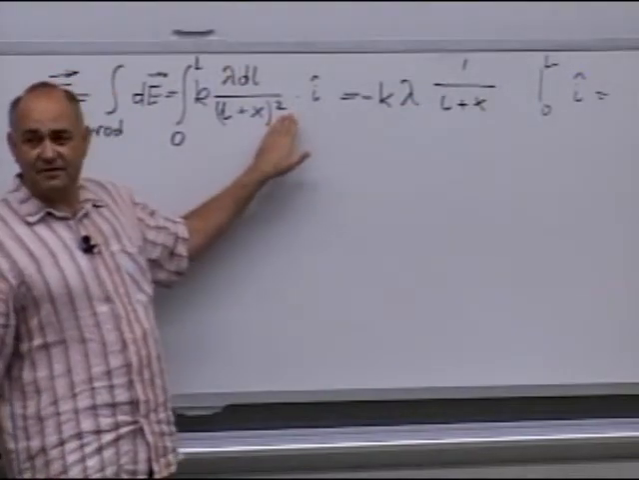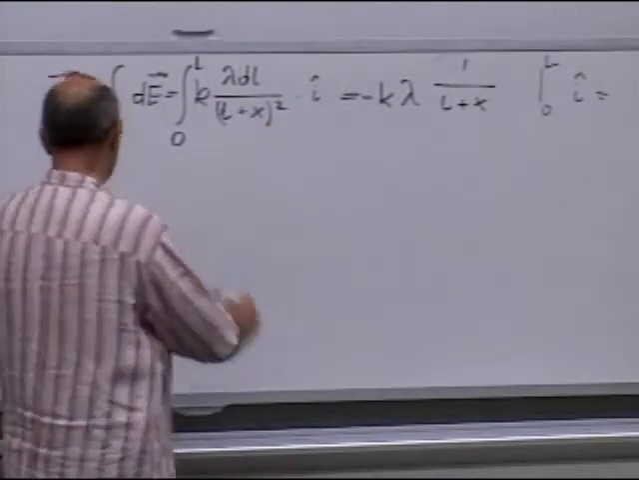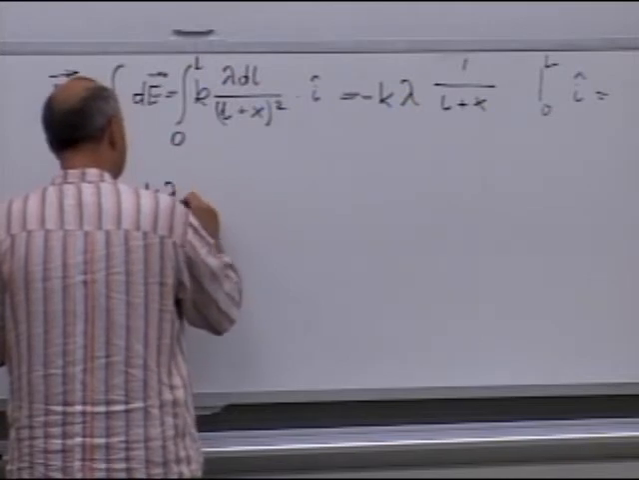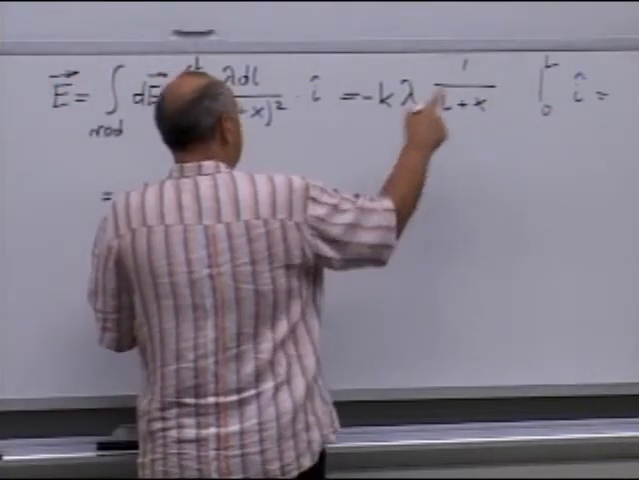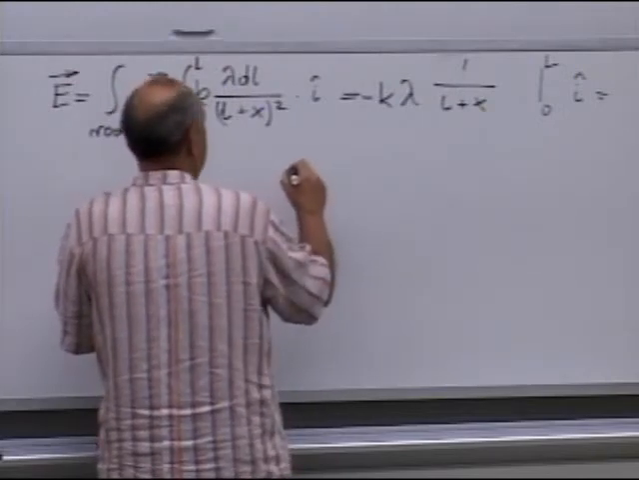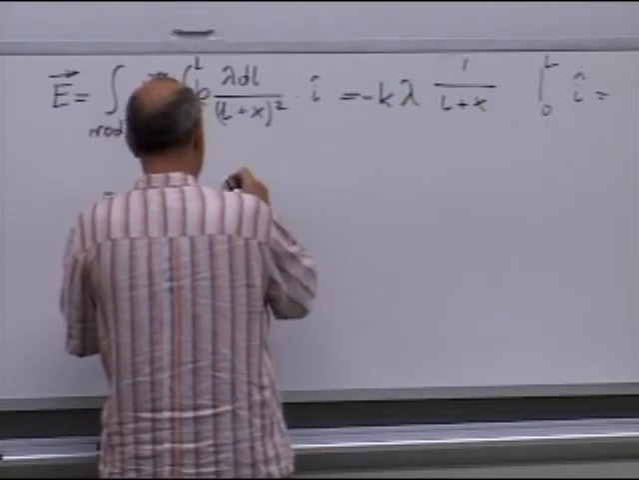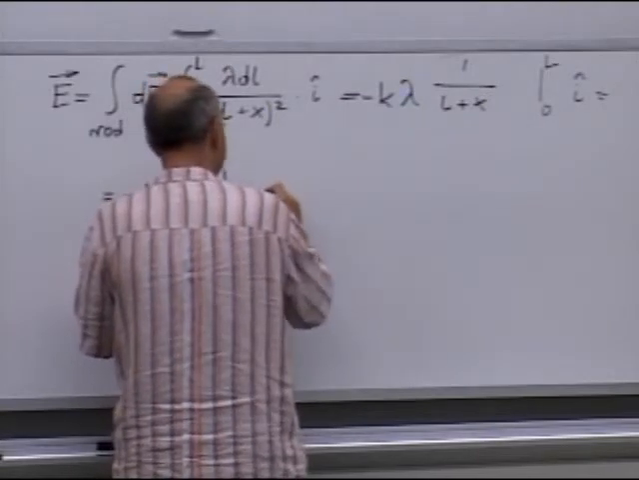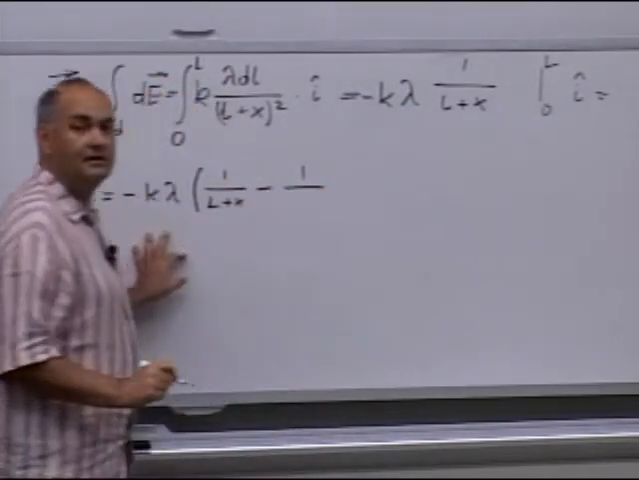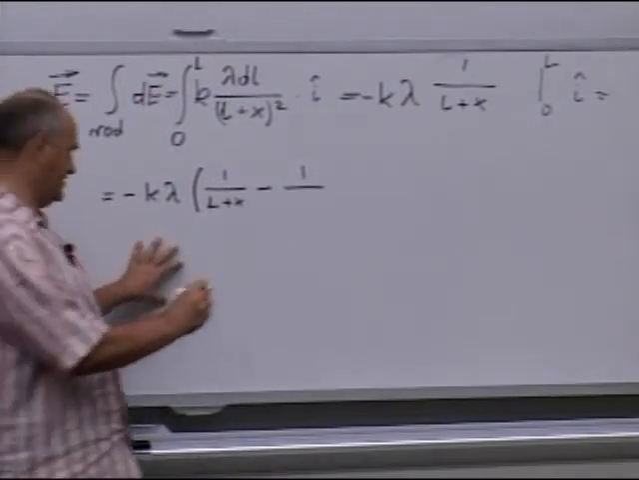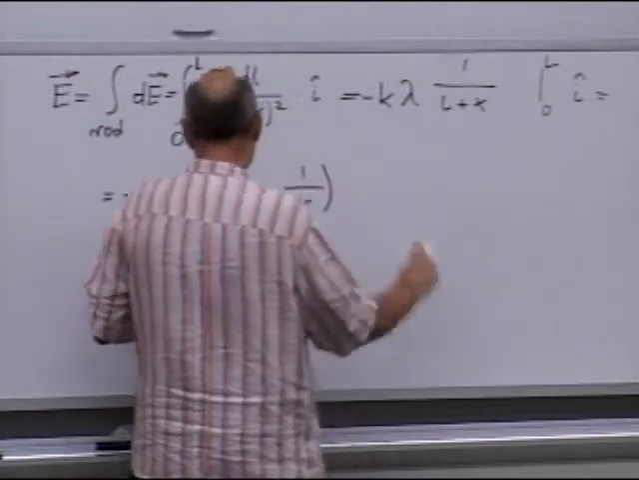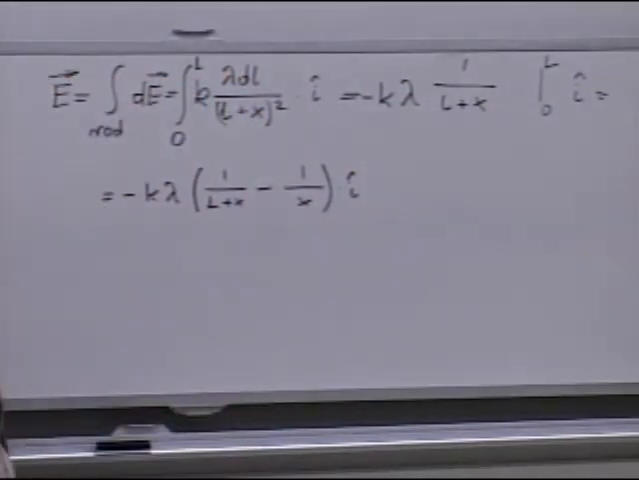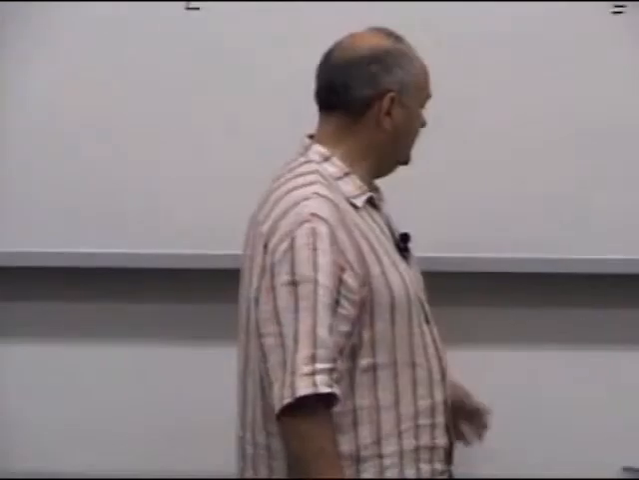Yeah, we forgot about squaring. The formula, Coulomb's law, requires that we have to square it. So the result is going to be minus k lambda. When we plug in L, we will have 1 over L plus x. And when we plug in 0, we will get 1 over what? X, correct. Remember that L was the variable of integration. And times i. So we found the expression for the electric field at that location.